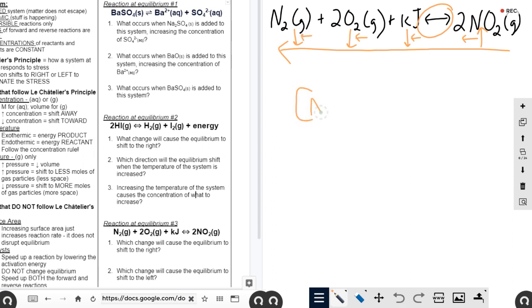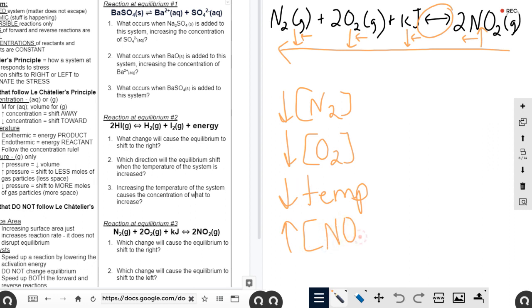So, in this case, I would decrease concentration of N2, decrease concentration of O2. Remember, kilojoules, we're going to decrease temperature, or because it's on the other side, it does the opposite. We could increase the concentration of NO2. And there you have all of those from the notes.